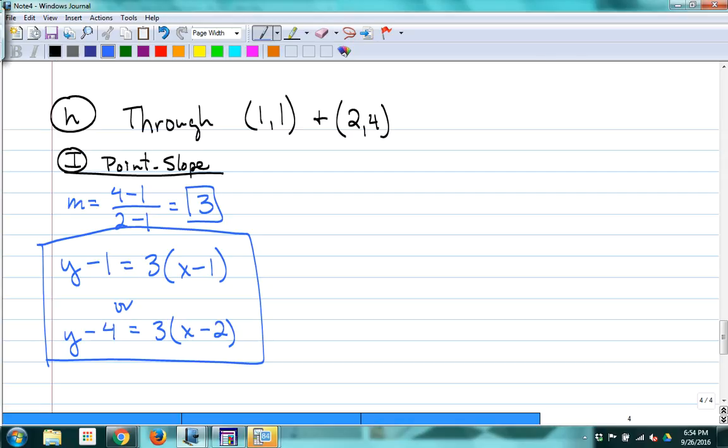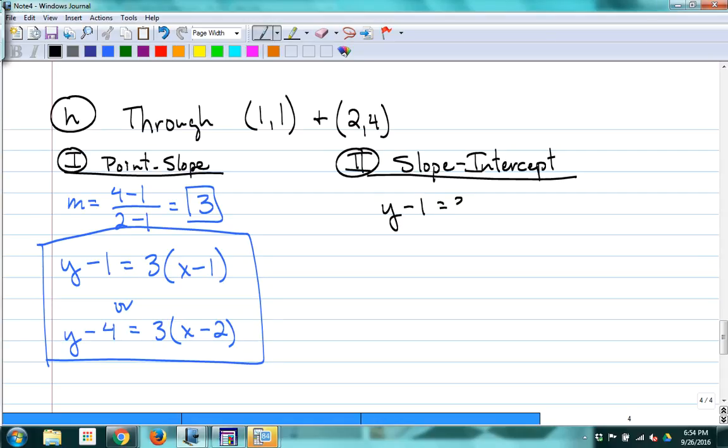Okay. Once you get point slope form, you want to take one of those and go to the slope intercept form. Since it's already in point slope form, let's work it out to get it in slope intercept form. So that just means we got to get y by itself. So what's our first step? Distribute. It'll be 3x minus 3, y minus 1, and then add 1. 3x minus 2.